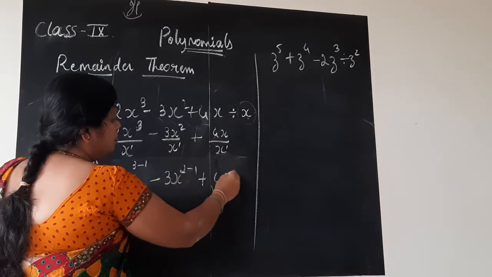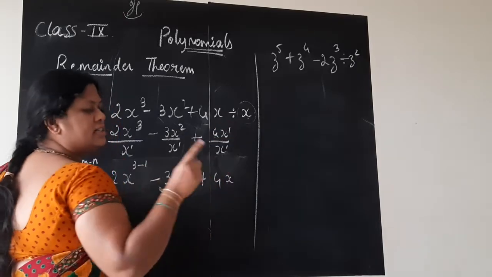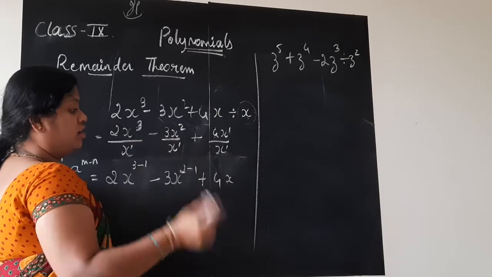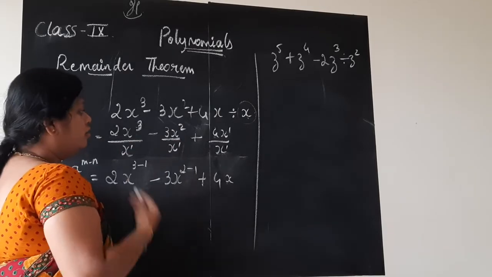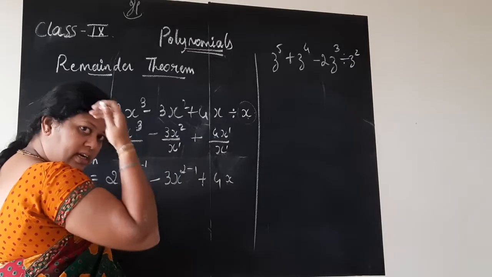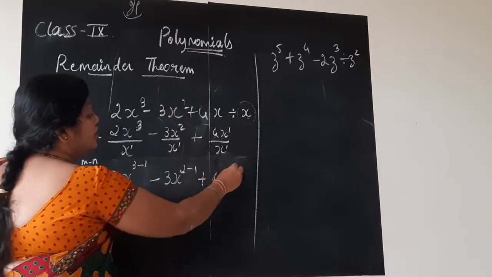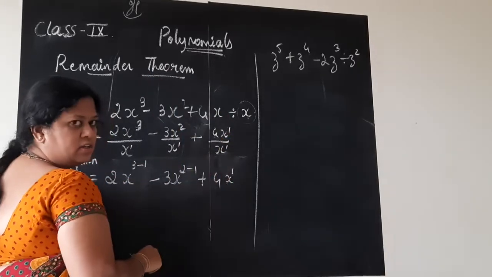If no power is written on x, it is understood to be to the power 1, children. I should not have to tell you all this, but you are not right in front of me. I don't know whether you are understanding or not, so I explain each and everything. So no power means it is understood to be to the power 1, and x to the power 1 is already there in the numerator.